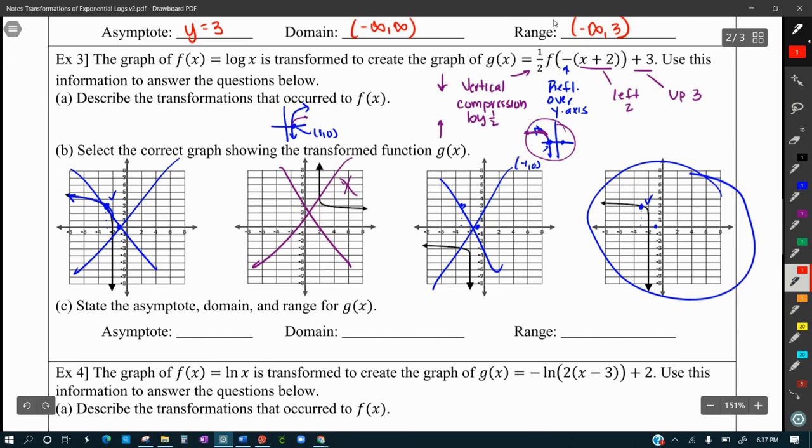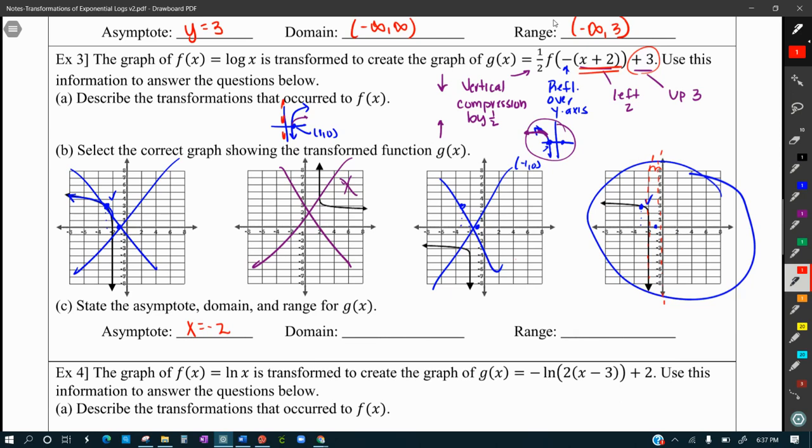Now let's talk about the asymptote. The asymptote should be right here at x equals 0. Well, let's think what happens. If I used to have my asymptote here and I move it up 3, well, that's not changing anything if I just move it up. But when I move it left 2, that's going to bounce it 2 to the left, and now it is x equals negative 2. So again, up and down shifts affect horizontal asymptotes. Left and right shifts affect verticals.